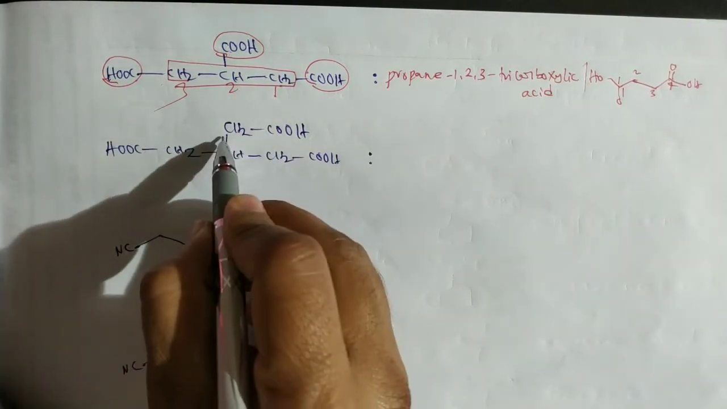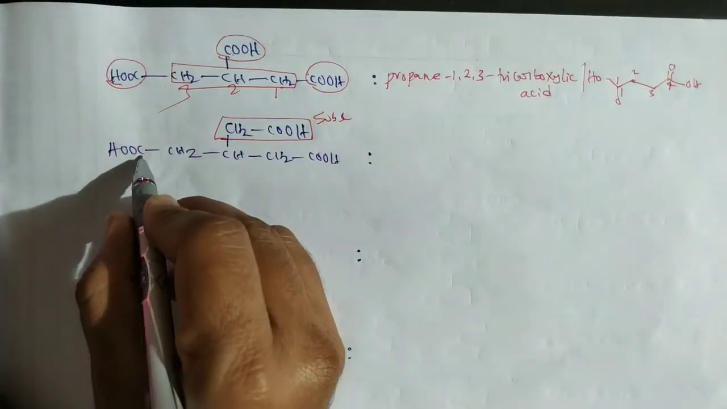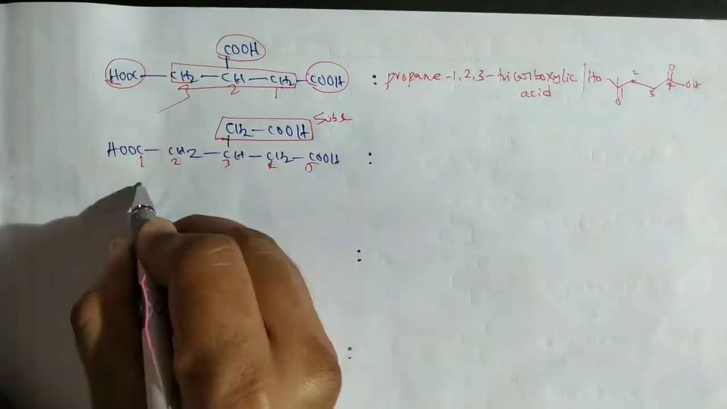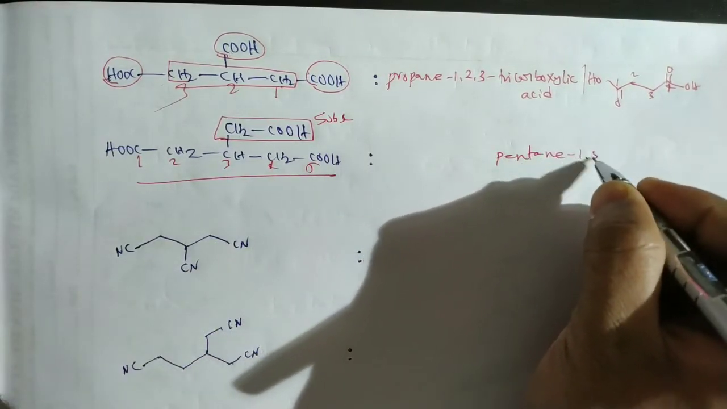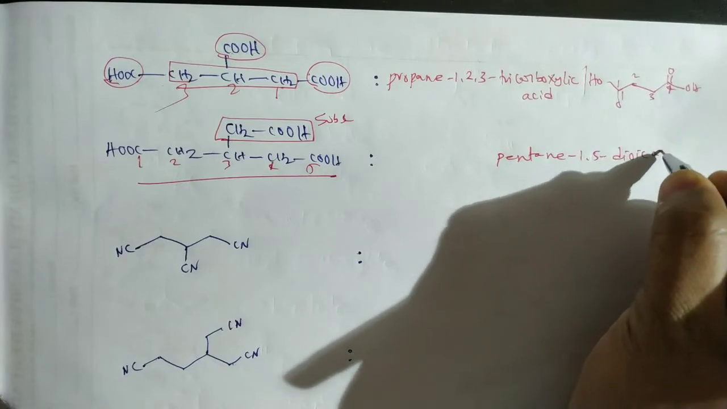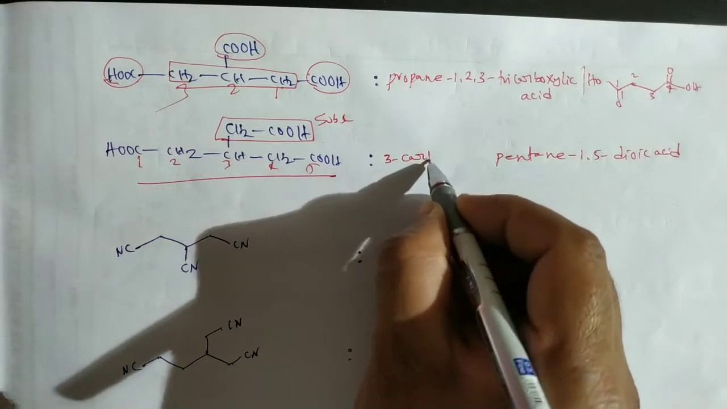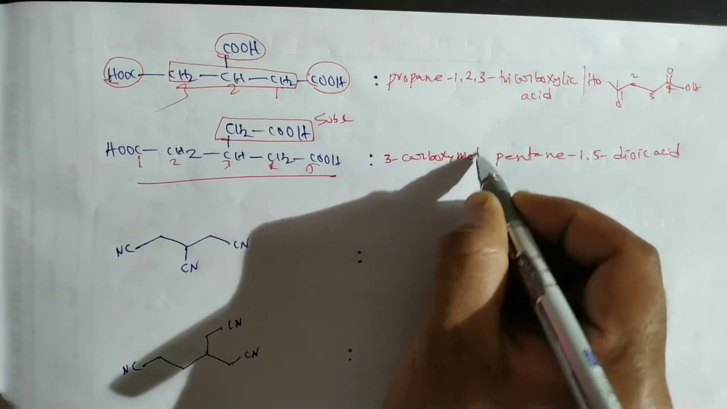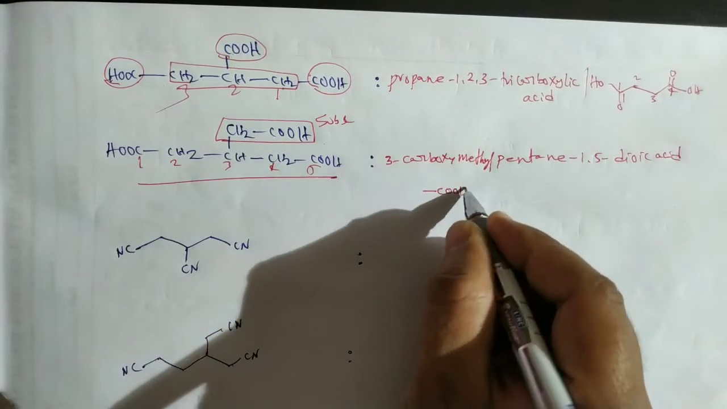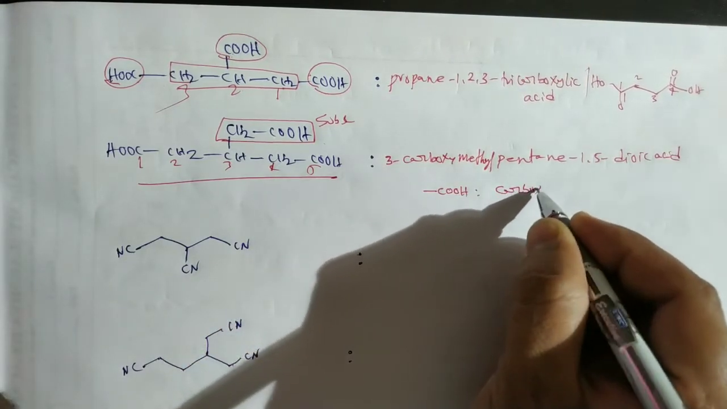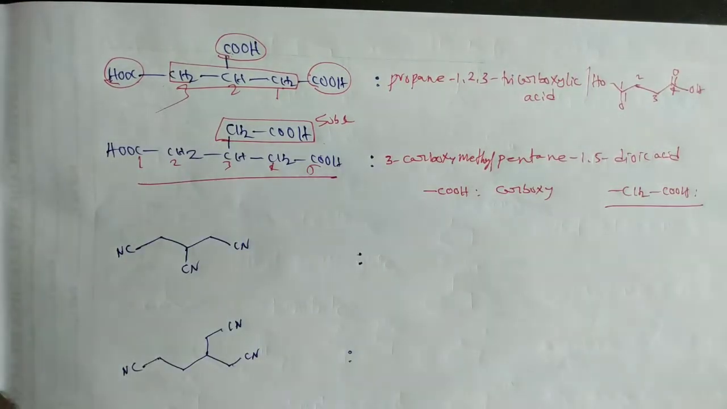Now here in this case, this is not directly attached, so it is treated as a substituent. Now 1, 2, 3, 4, 5 is the parent chain. That means pentane-1,5-dioic acid. The other group is treated as a substituent, so this is named as 3-carboxymethyl. You know that the COOH prefix is carboxy. In a methyl, one of the hydrogens is replaced by COOH, so it is carboxymethyl.